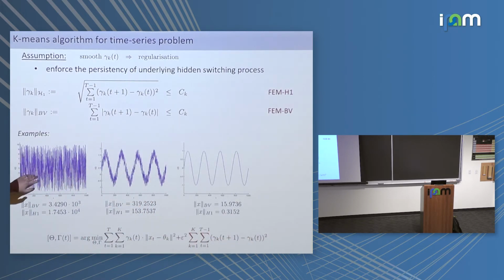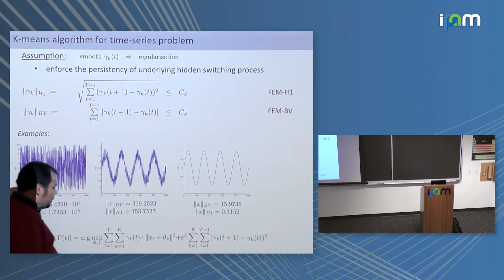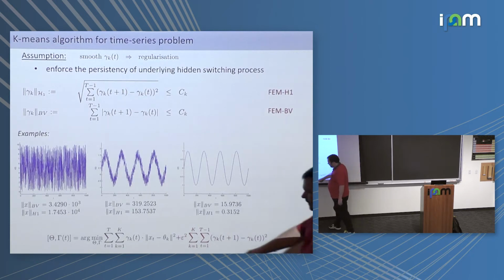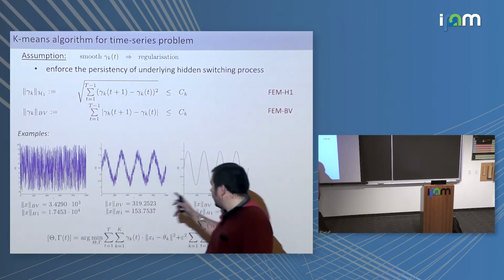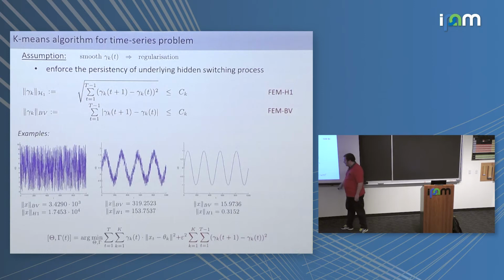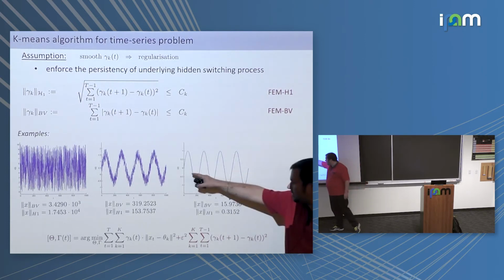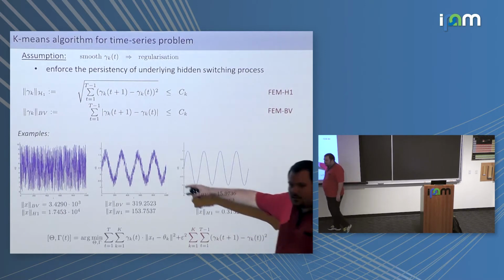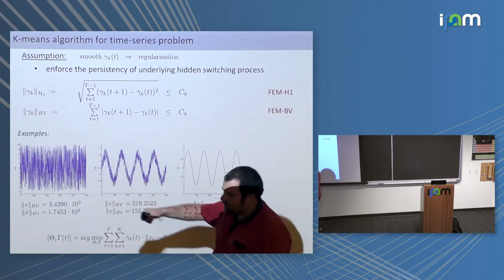Here you can see some examples. If you have some crazy noisy gamma, then the norm is large. If you have smooth functions, then the norm is small. If you have a constant gamma, then the norm is equal to 0, because actually this is the Euclidean norm of the derivative.